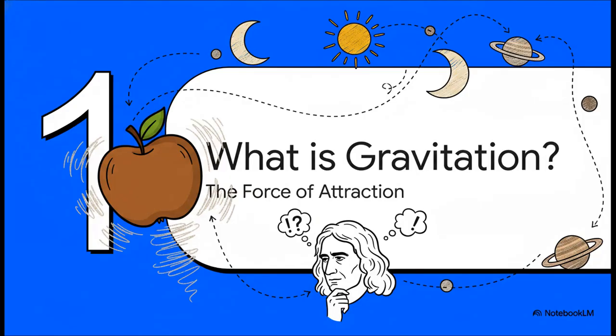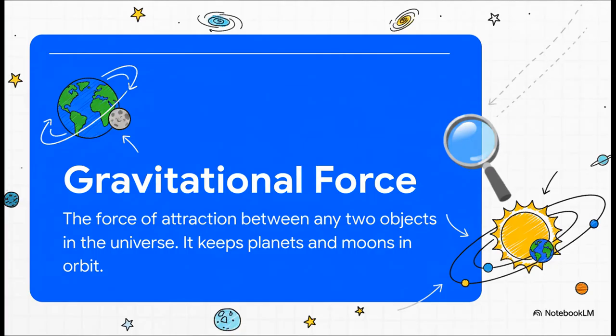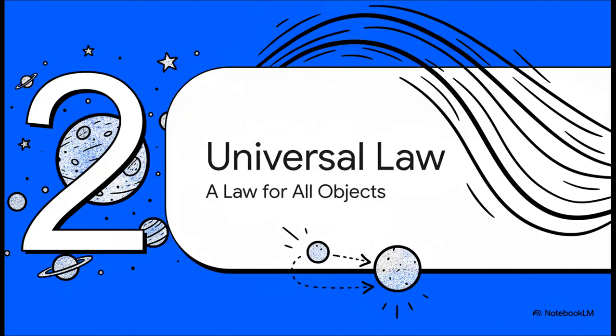Okay, our first stop, what exactly is this thing called gravitation? Just think of it like we said, a giant, invisible string. It's the exact same force that made the great Sir Isaac Newton look at a falling apple and go, now that's interesting. And this force isn't just an Earth thing. Oh no, it's a universal force of attraction between any two objects in the entire universe. It's kind of like the cosmic glue that keeps the moon circling around us and keeps our Earth doing its dance around the sun.